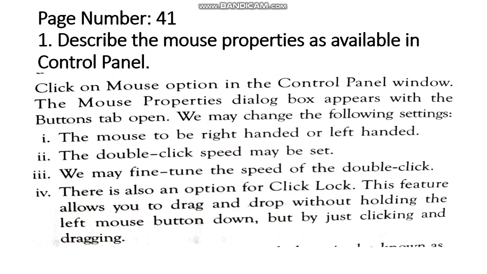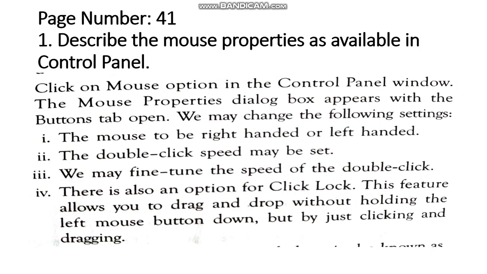The first question: describe the mouse properties as available in control panel. Answer: click on the mouse option in the control panel window. The mouse properties dialog box appears with the buttons tab open. We may change the following settings.